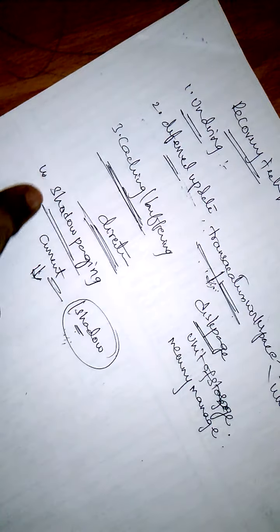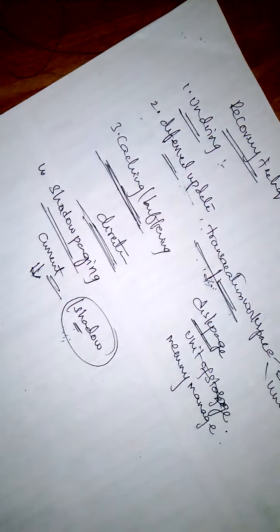By knowing the data available in the current directory, the database can be recovered. These are the four techniques in order to recover the database.